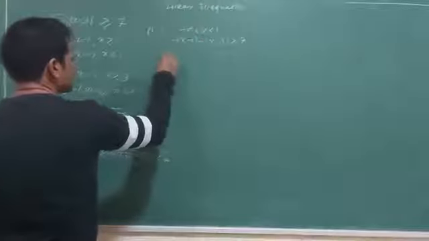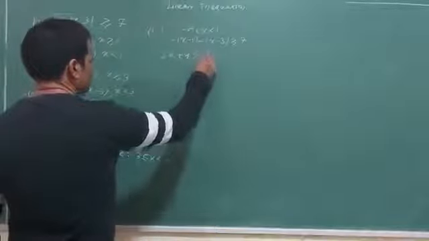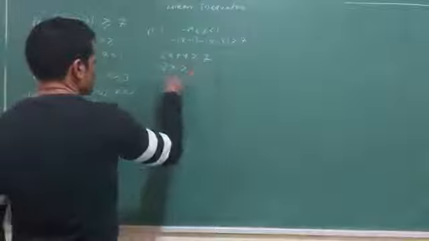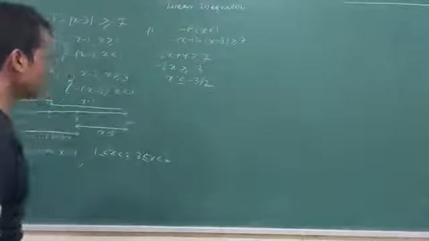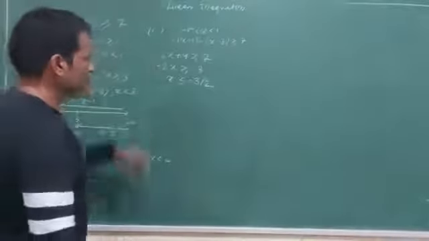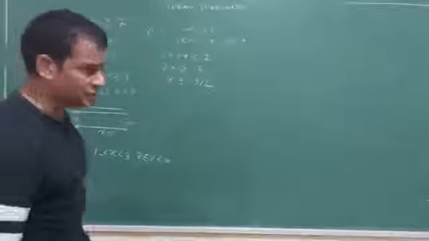That gives you minus 2x plus 4 greater than or equal to 7. Minus 2x is greater than or equal to 3. X is less than or equal to minus 3 by 2, because I have divided by a minus sign here. Now this is the important condition, this is the base condition. I cannot leave it.